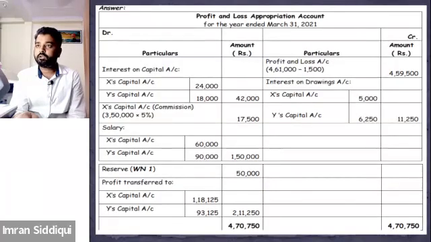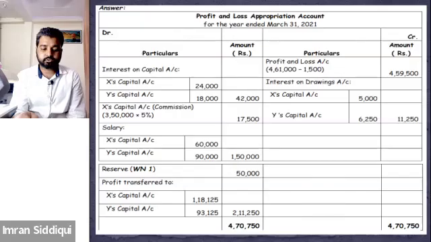Sir, why are we subtracting 1500 from the net profit? Why are we subtracting 1500? Okay, so 1500 must be the interest. Just let me check.